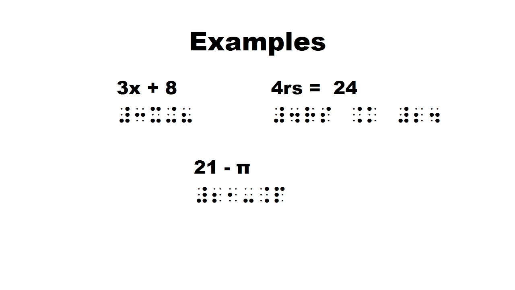Next, we have 4rs equals 24. So we have two variables here, after the 4, r and s, both in lowercase. When we write this, we have the numeric indicator, and then 4, and then rs, then space, then the equal sign, space, numeric indicator, and then 24. And then lastly, we have 21 minus pi. As the special rule regarding pi states, pi is treated as a variable. So here we write numeric indicator and then 21 minus and then pi, which is composed of two cells. That's 46 in the first cell and letter P in the second cell.